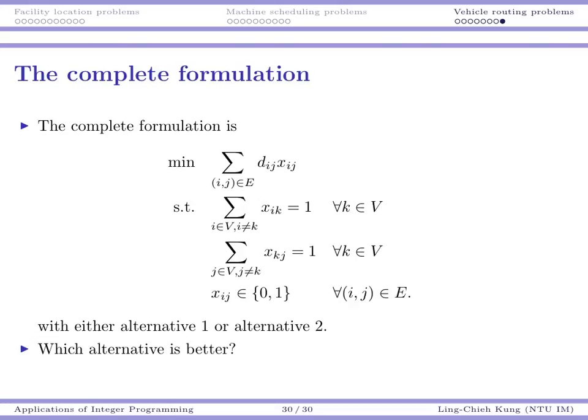Then very naturally you would ask the following question. Should I add alternative 1 or should I add alternative 2? Which one is better? If we talk about the number of constraints, of course alternative 2 is better. But if we talk about the efficiency of solving the problem, fewer constraints does not mean faster. So you probably want to know whether alternative 1 or alternative 2 is better in terms of computation time.